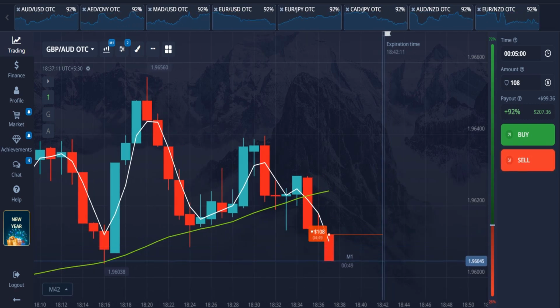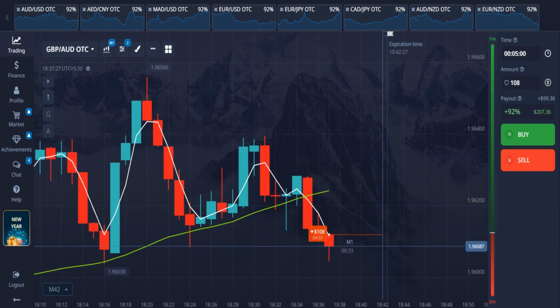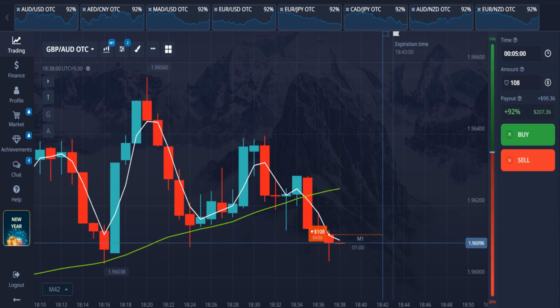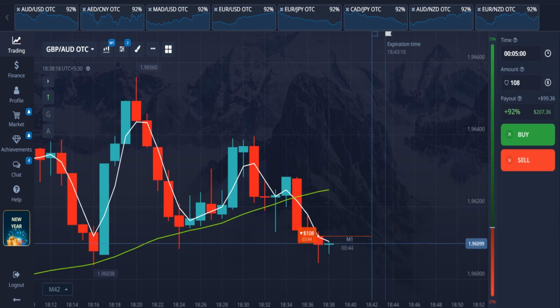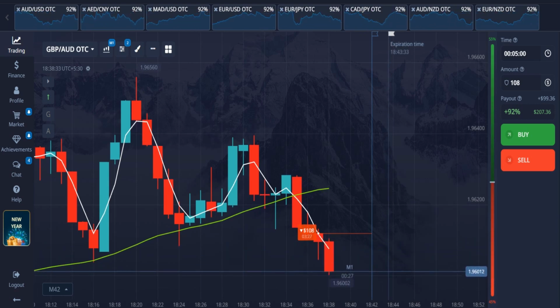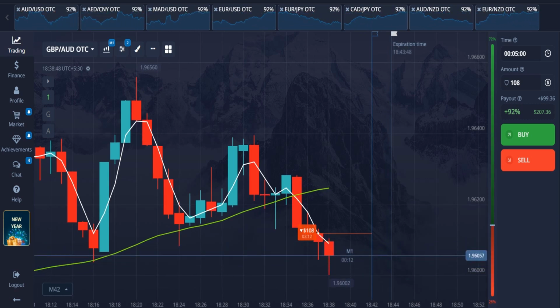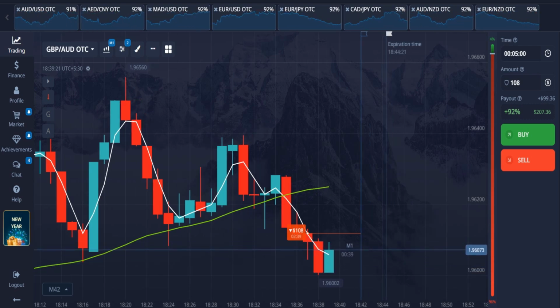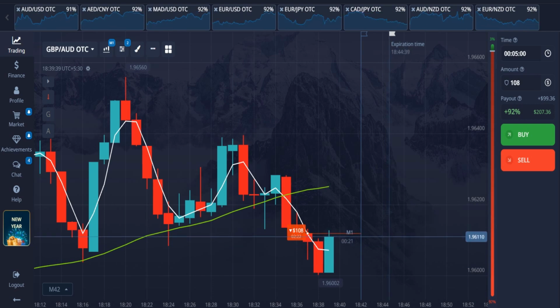Here's the current trade setup. The price is below the red SMA line, which confirms the bearish momentum. The white SMA has crossed the red SMA and is now moving downward. We've also received confirmation with a bearish candle, signaling a strong sell opportunity. According to our strategy, this is the perfect moment to take a sell trade with a 5-minute expiry.